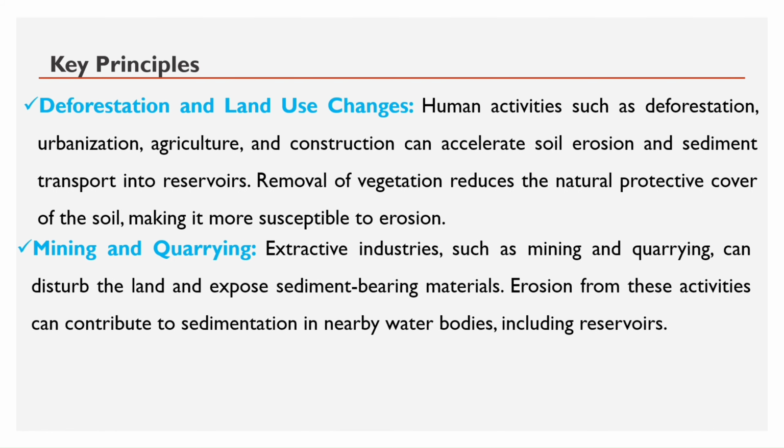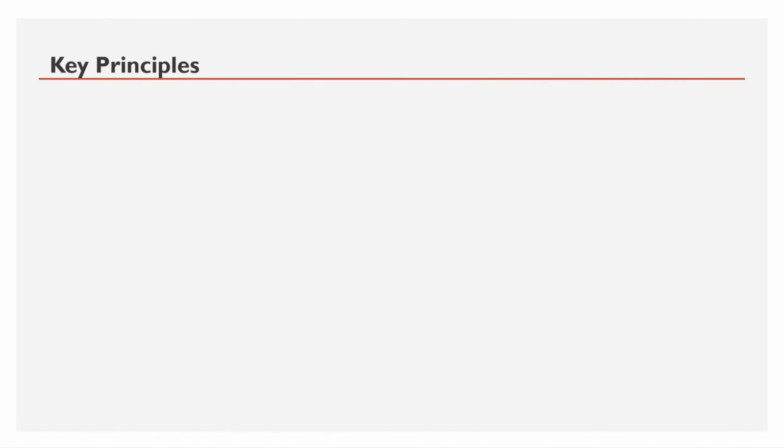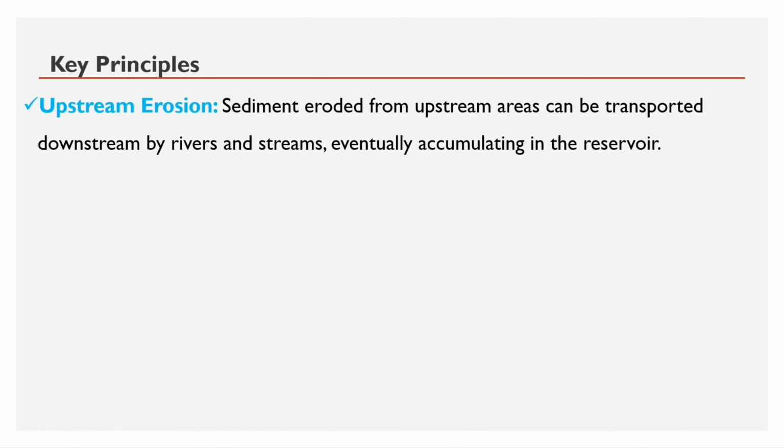Mining and quarrying. Extractive industries, such as mining and quarrying, can disturb the land and expose sediment-bearing materials. Erosion from these activities can contribute to sedimentation in nearby water bodies, including reservoirs. Streambank and shoreline erosion. Erosion of streambanks, shorelines, and other sediment-rich areas along the reservoir's edge can release sediment directly into the water. Upstream erosion. Sediment eroded from upstream areas can be transported downstream by rivers and streams, eventually accumulating in the reservoir.